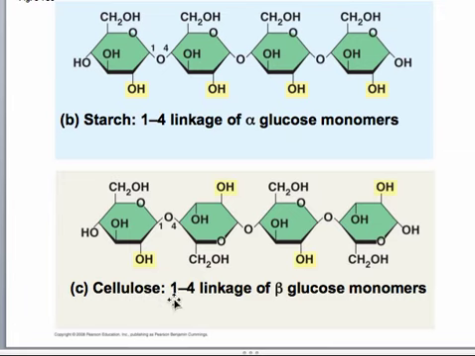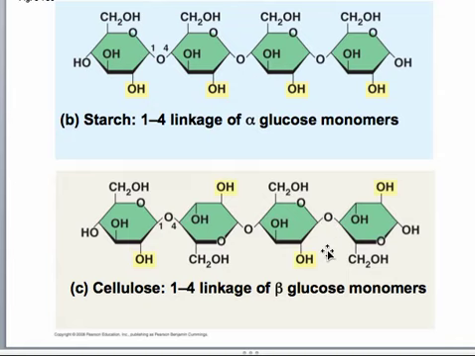It is a combination of a 1,4 linkage of beta glucoses, so the OHs that are in the other direction, and it ends up making the sort of up and down thing. Cellulose is not digestible by humans. So if you eat grass, or if you eat, say, corn, you can't digest it. You can't digest large amounts of cellulose. It just passes right through you.